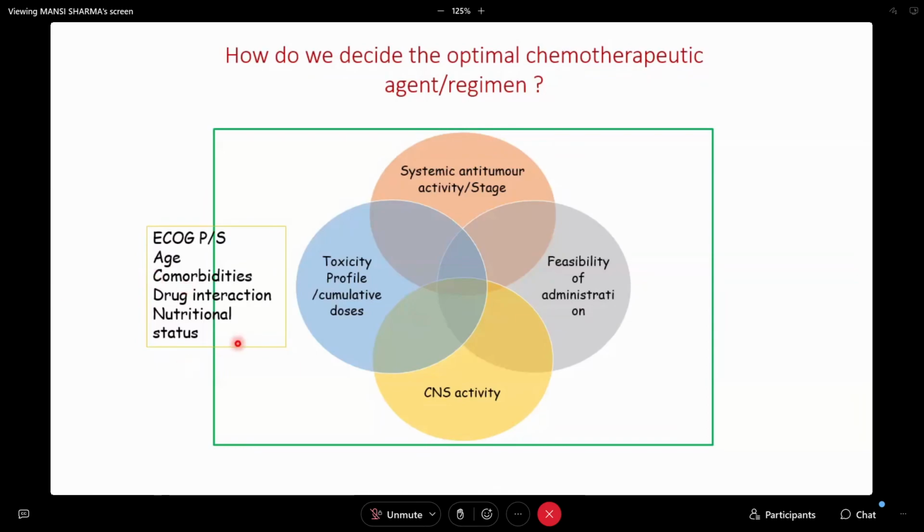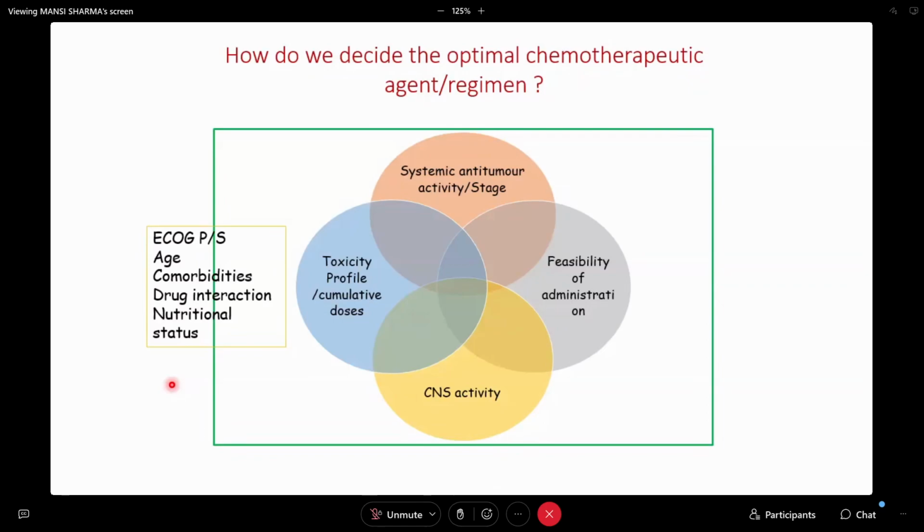We'll have to look at the nutritional status of the patient. Certain drugs are protein bound. So if the patient has hypoalbuminemia, you lead to more toxicity if you give full doses of the same drug. So we have to look at everything. We have to look at drug-drug interactions, which is very important. A lot of patients are on multiple medications for their various comorbidities. So we cross-check drug interactions before prescribing any drug to any patient, or we modify.